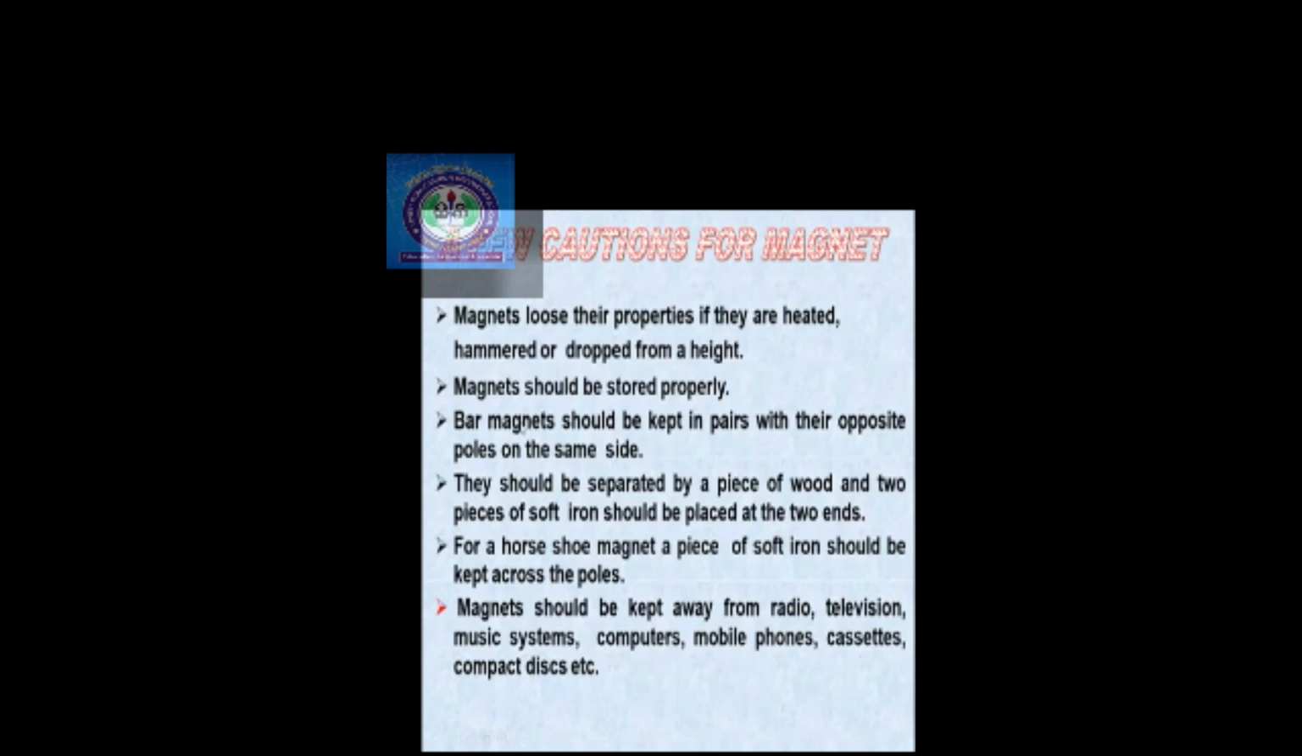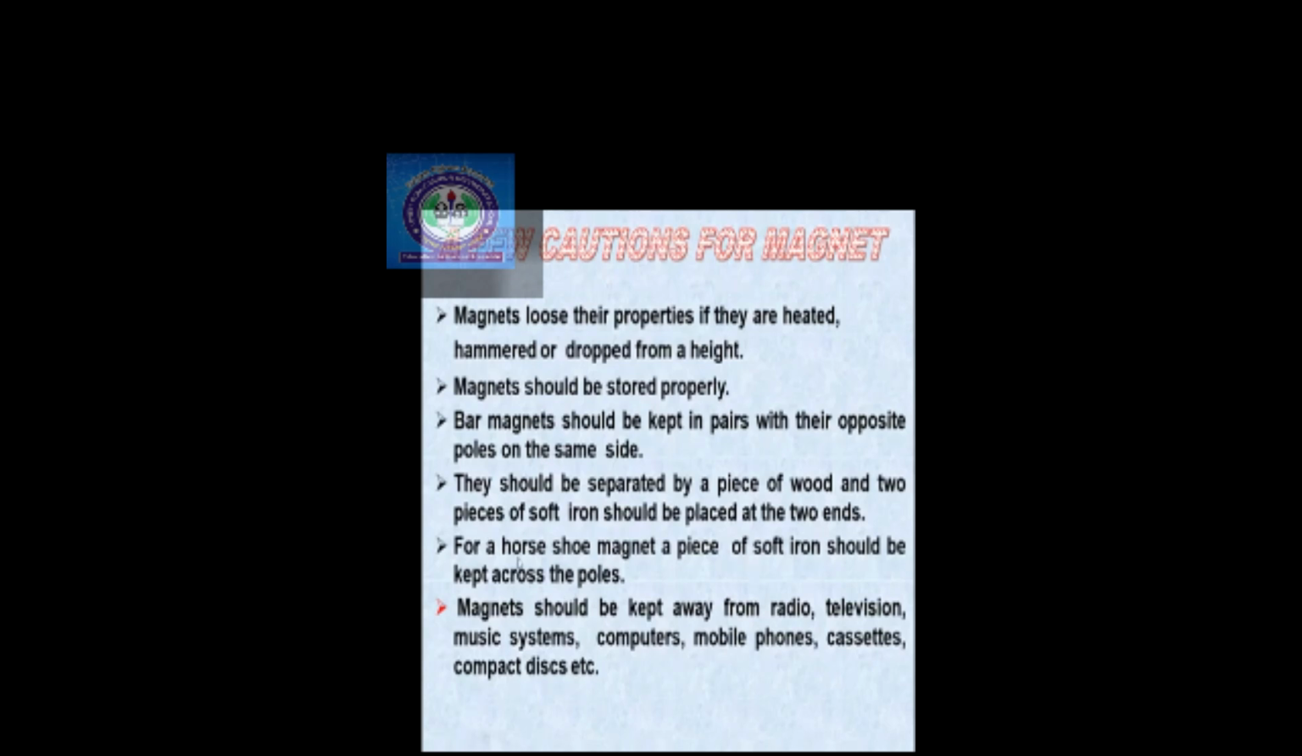Okay, and to do that, bar magnets should be kept in pairs with their opposite poles on the same side. Okay, opposite poles should be on the same side whenever you are keeping a bar magnet. They should be separated by a piece of wood, and two pieces of soft iron should be placed at the two ends. It should be kept in between with one small separator, which can be wood or plastic, and then you keep your two magnets together. You can keep it like this. Don't keep it loosely. You cannot just leave it like that. You need to keep something in between so that its magnetic power does not get lost.